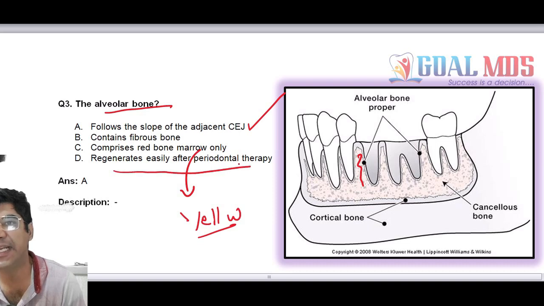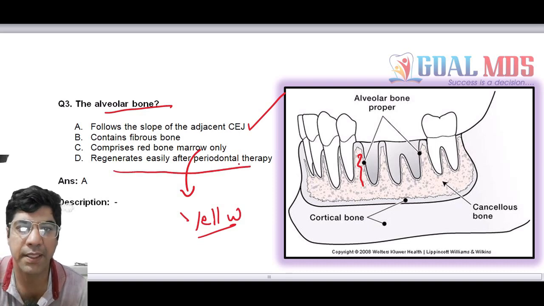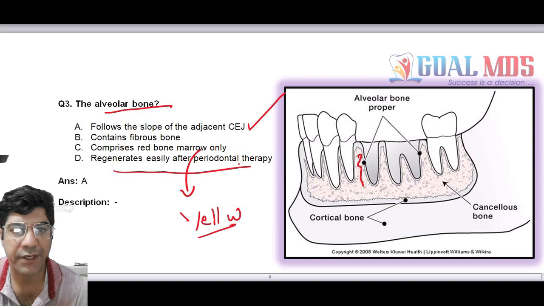Option D, regenerates easily after periodontal therapy. It is not generally true.